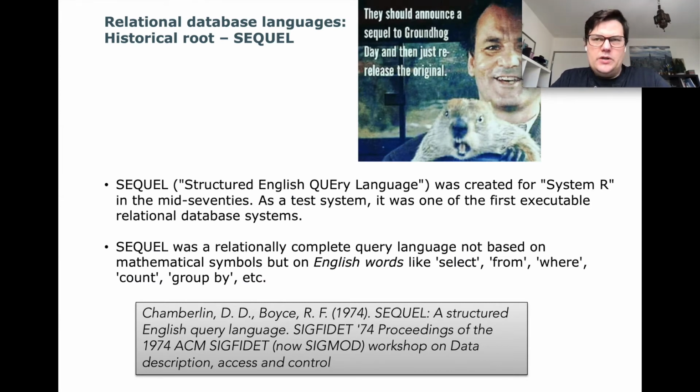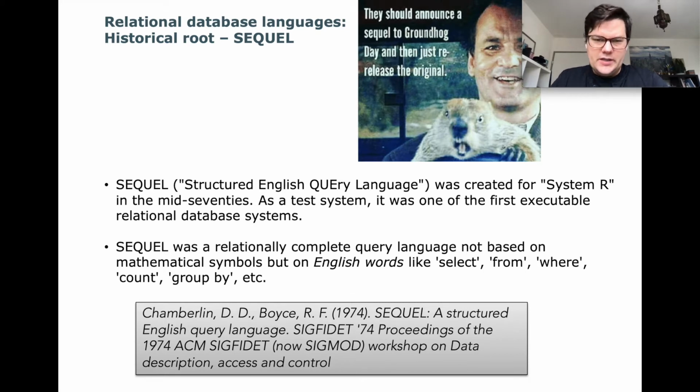Historically, SQL is a further development of SEQUEL. SEQUEL was a research prototype at IBM Research in the 1970s. It was created for System R, and it was the first executable relational database management system. The paper was published by Chamberlin and Boyce: SEQUEL, a structured English query language. And the idea was that you can interact with the database using structured English.